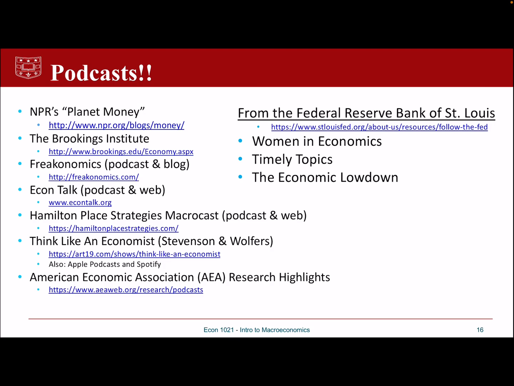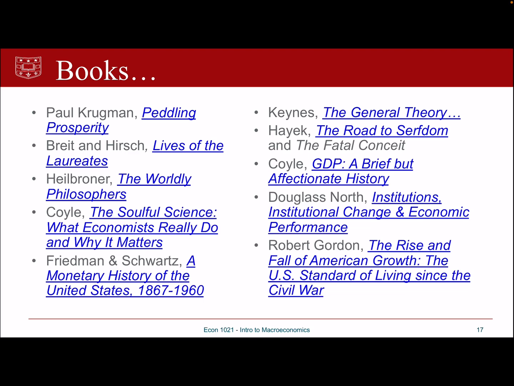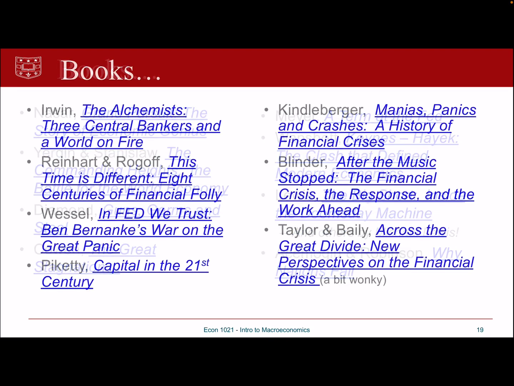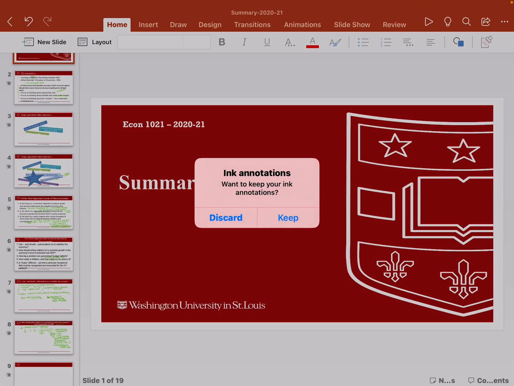I am a big podcast fan. These are podcasts that I'm listening to every single week, and are ones that I would recommend to you. And then what follows here is a number of books. So if you wanted to read something over break or after break, what might you do? Well, you might, in fact, go with any of these particular books.